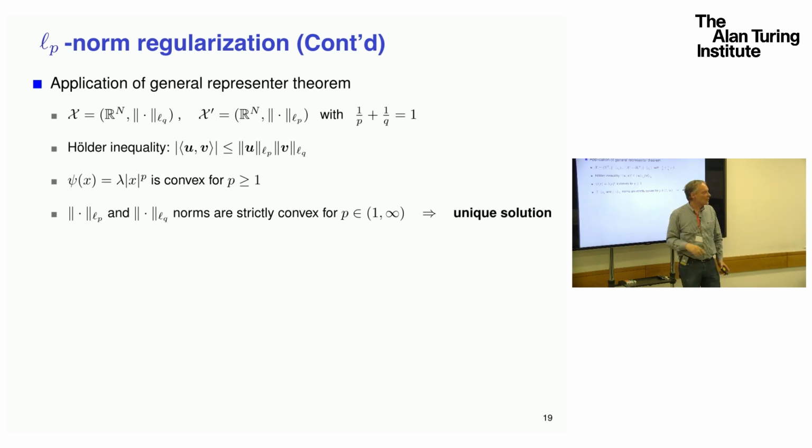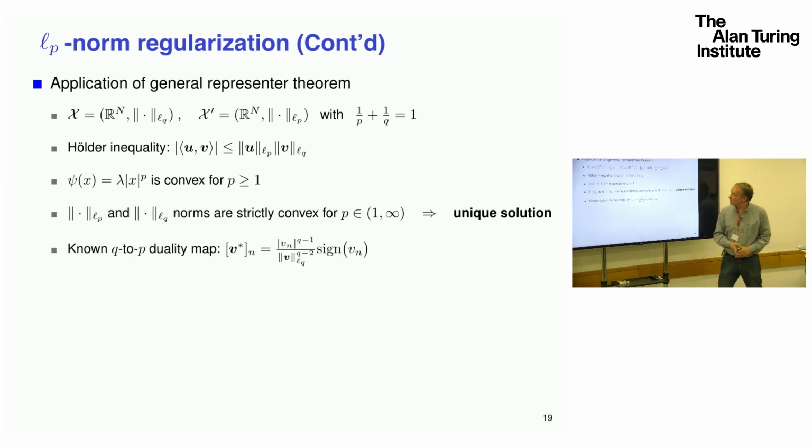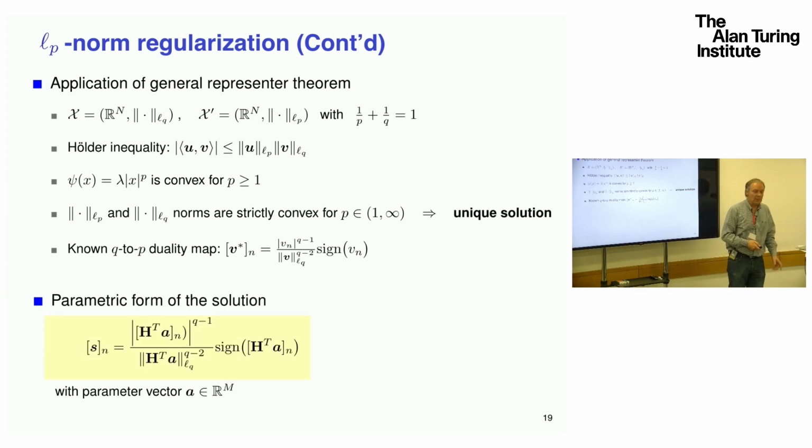Then you have the discrete Hölder inequality, which is the equivalent of Cauchy-Schwarz, I mean, the duality inequality. Now, this function here is convex for p greater than 1, and those two norms are also strictly convex. So we're in the easy case where there is a unique solution. We're in such an easy case that the duality mapping is completely known. It's given by this, and I can just apply the theorem, and this gives me the manifold of possible solutions.